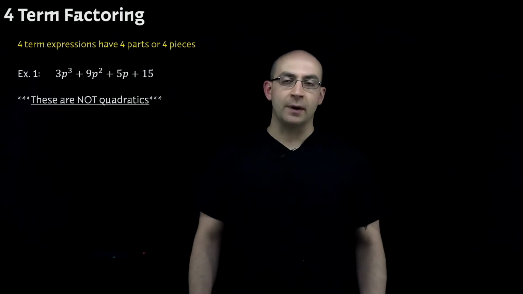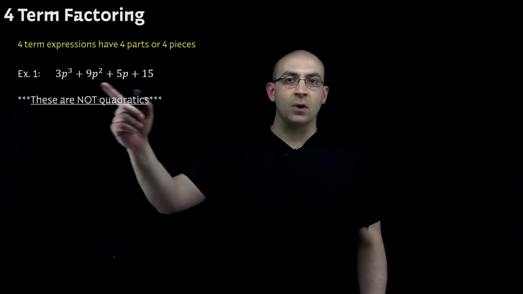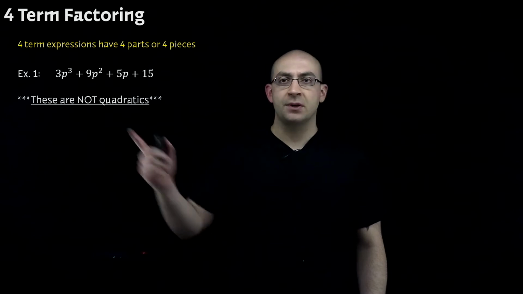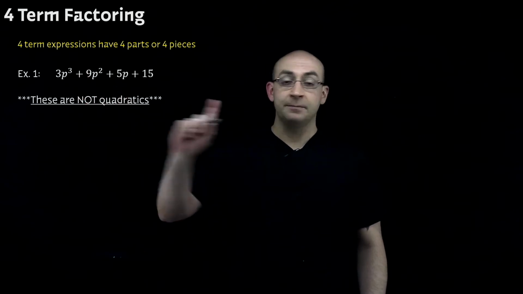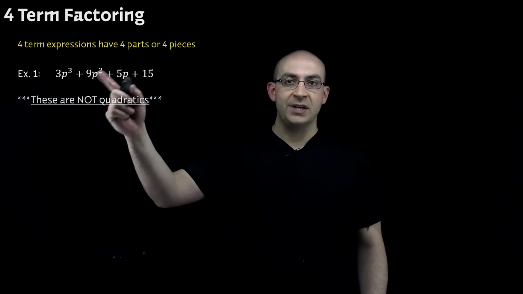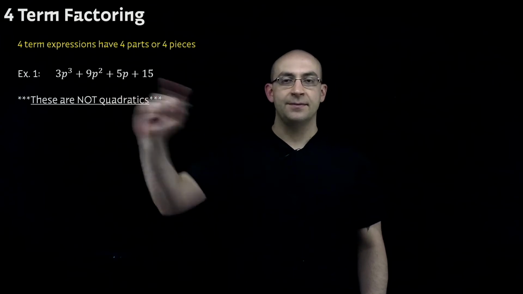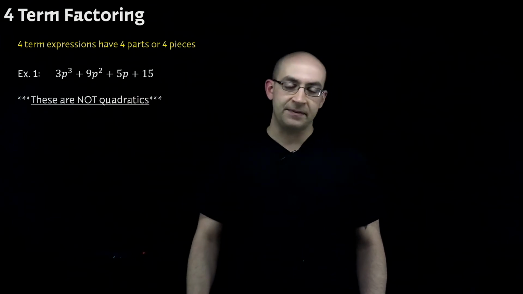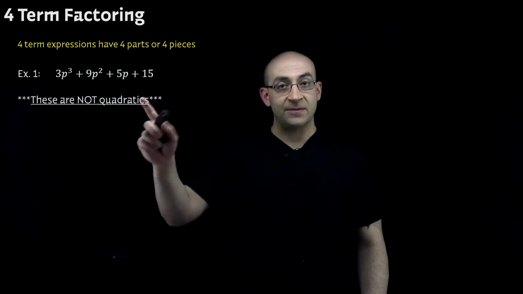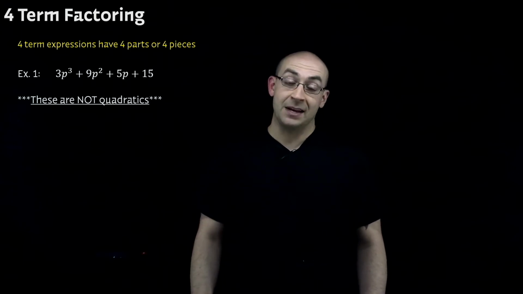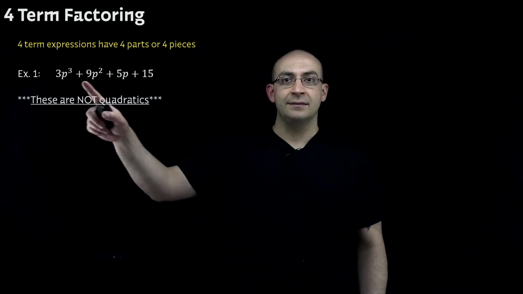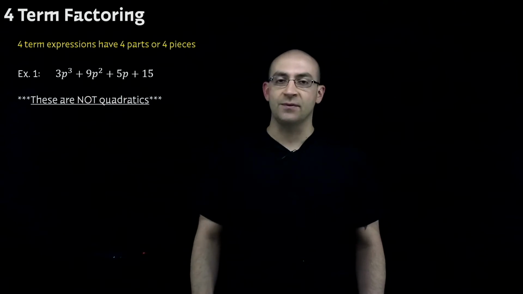Take a look at example 1. You can see here we've got the four pieces. These are called terms. 3p to the third power, that's one term. 9p squared, that's one term. 5p is one term, and 15 is our last term. 15 is the constant term, meaning it's the number by itself, with 3, 9, and 5 as our coefficients.